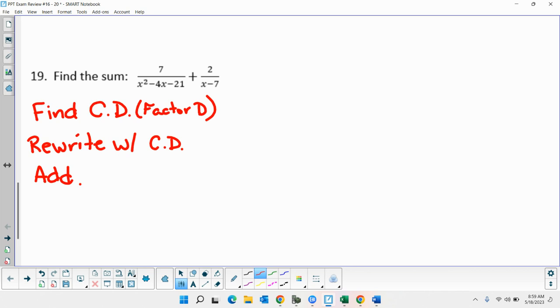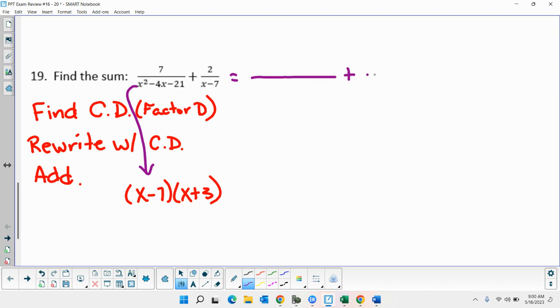Kaylee? What does this denominator factor to? X minus 7, X plus 3. Any questions? Let's draw a line here. That's that denominator factor. Can you factor the other denominator? No. So, whatever shows up, what do we say? Write it down for the common denominator. So, we're going to rewrite both fractions with the x minus 7 and the x plus 3.